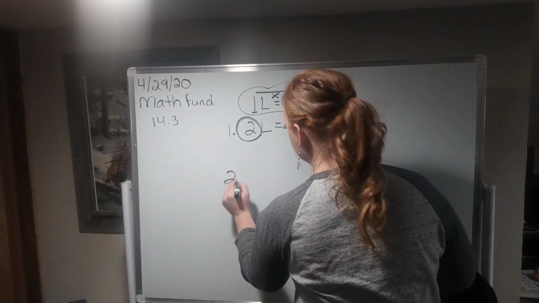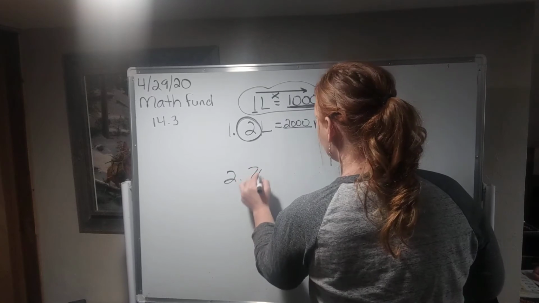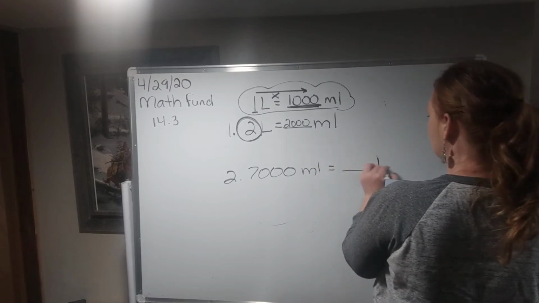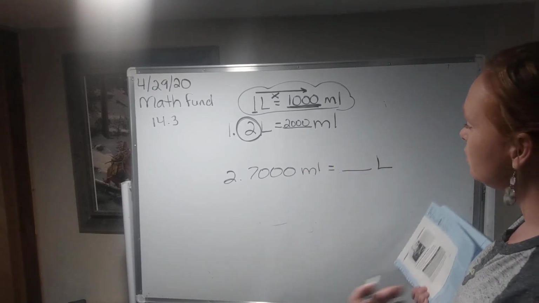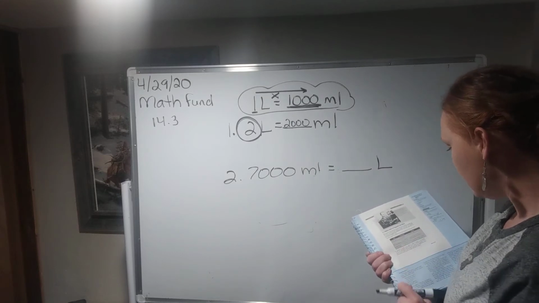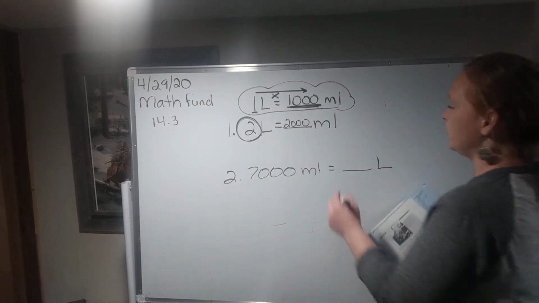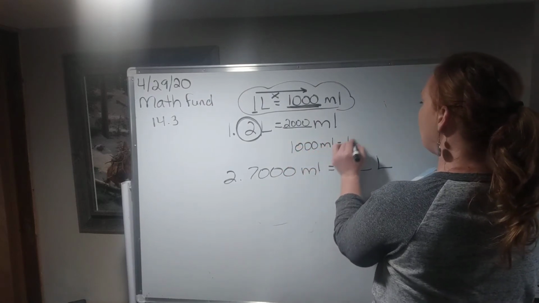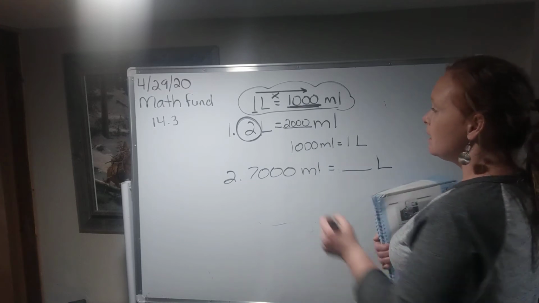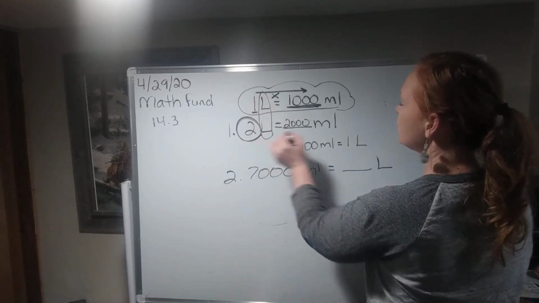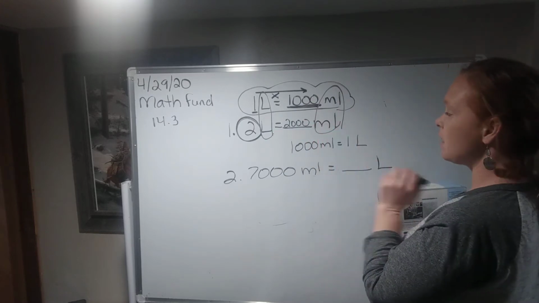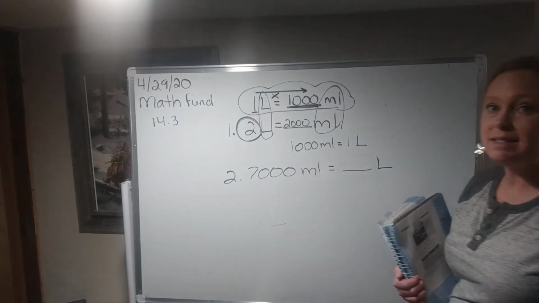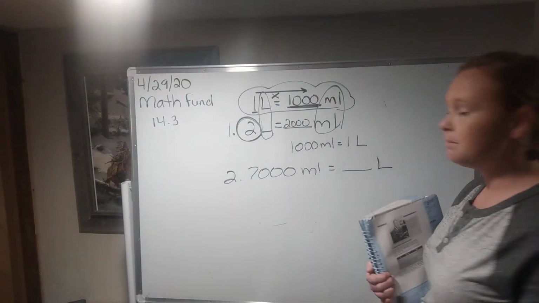Let's do number 2. It says 7,000 milliliters is equal to how many liters? Let's do our thought bubble. We look on our back page and see that there are 1,000 milliliters equal to 1 liter. That's our unit of measurement. Notice that I put liters above liters and milliliters above milliliters. I wouldn't want to put liters to milliliters, would I? Make sure that you have the same measurements every time.